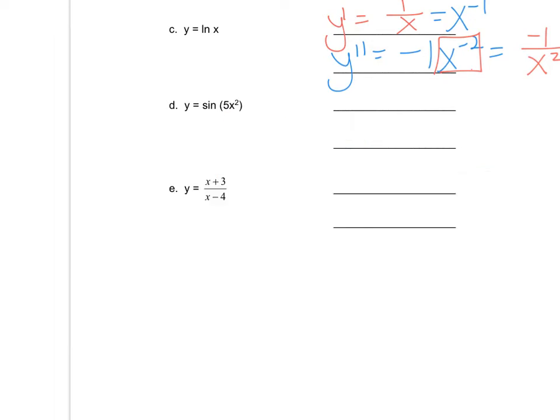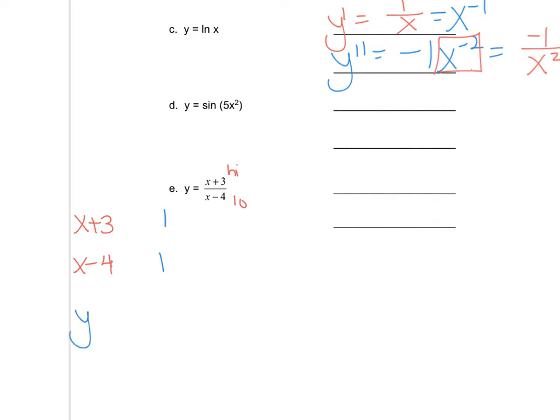And lastly, for E, it's a quotient. We need the quotient rule. We've got x plus 3 as our numerator, and x minus 4 as the denominator. This one's on the top, it's high. This one's on the bottom, it's low. So we're going to individually take the derivative of each.